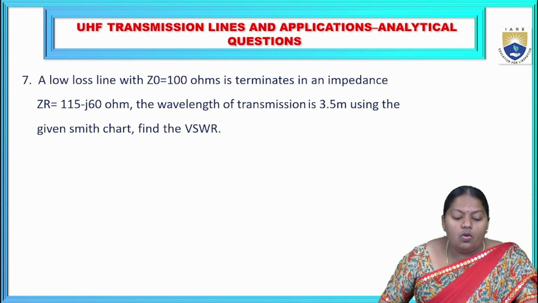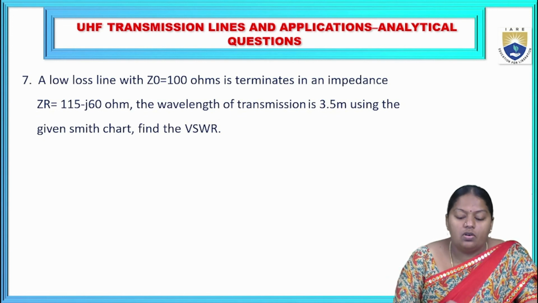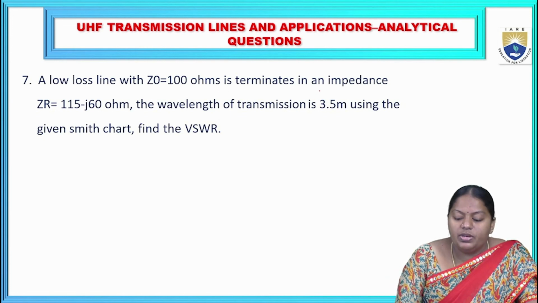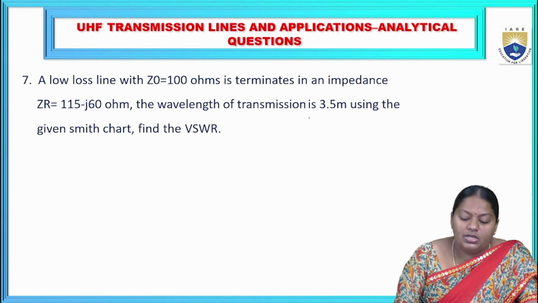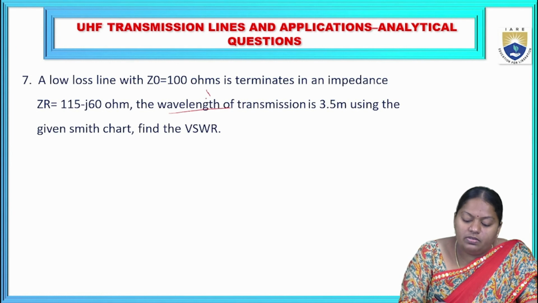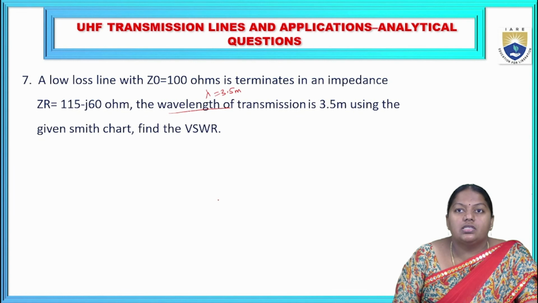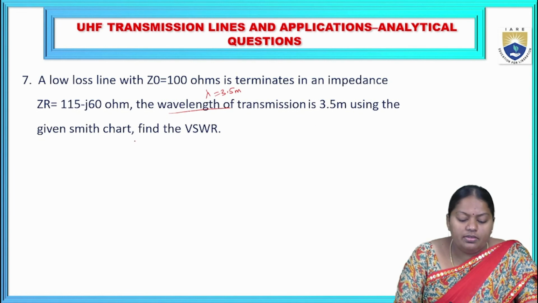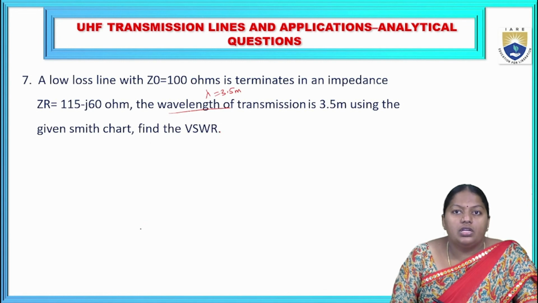Next, a low loss line with Z0 equal to 100 ohms is terminated in an impedance ZR, that is 115 minus J 60 ohms. The wavelength of the transmission line is given as 3.5 meters, that means wavelength is represented with lambda and its value is equal to 3.5 meters. Using the given Smith chart, find the voltage standing wave ratio.